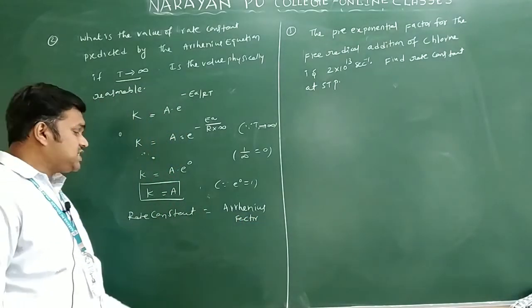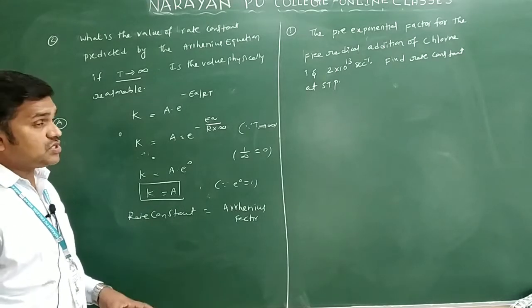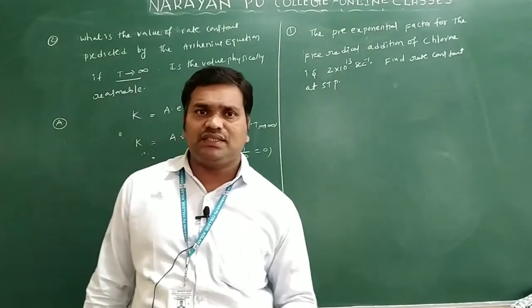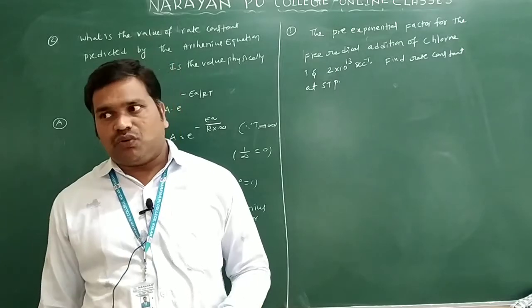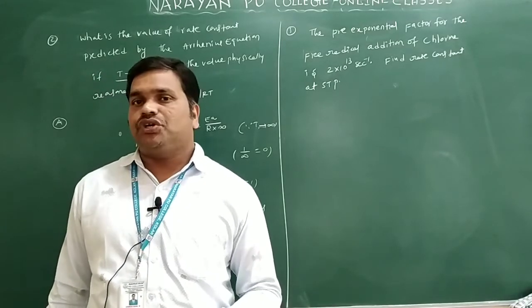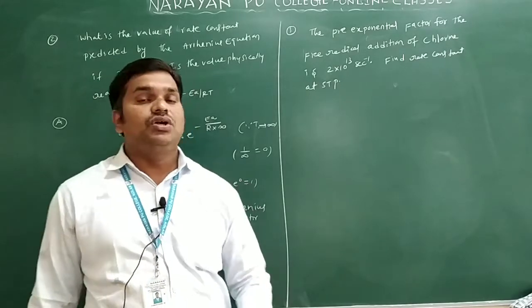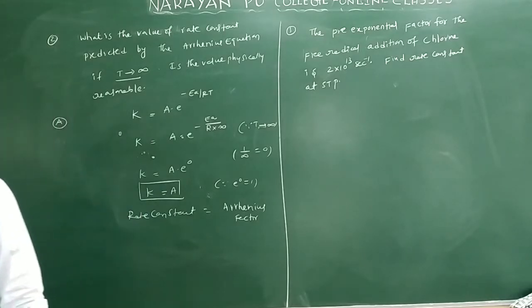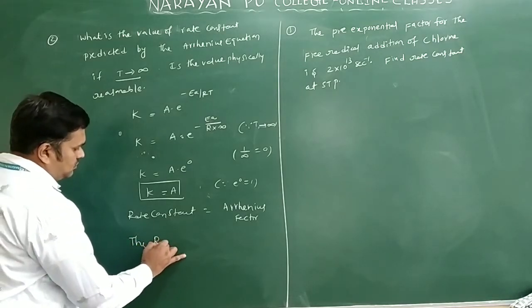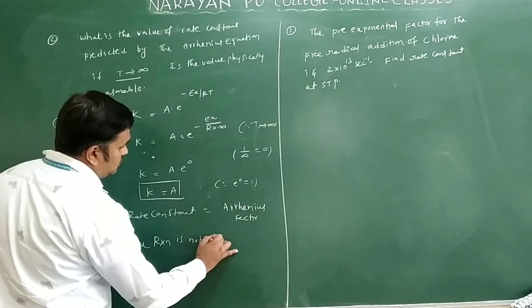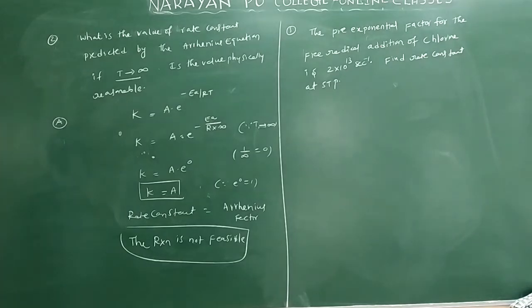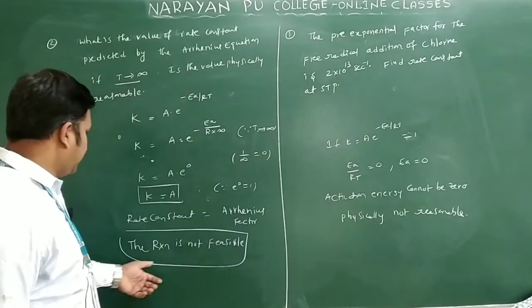Generally the Arrhenius factor is not equal to the rate constant, because if you want to carry out the reaction, some frequency can be changed in the reaction. If the reaction is to be carried out, activation energy is required. So here activation energy does not become 0. Physically the value is not reasonable. The reaction is not feasible.